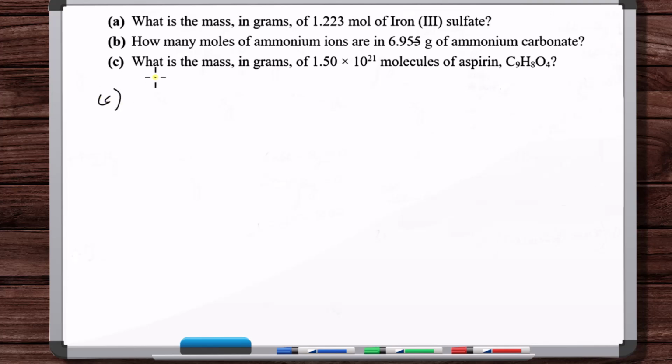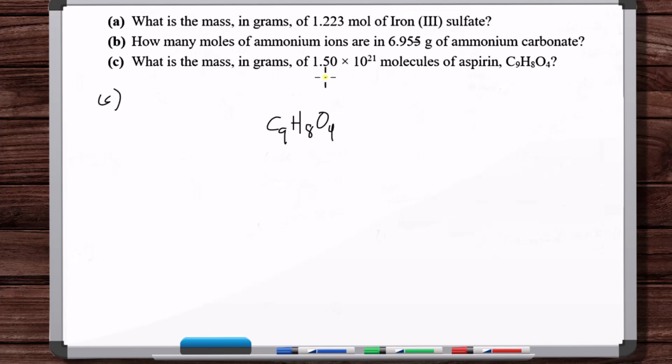What is the mass in grams of 1.5 times 10 to the 21 molecules of aspirin? So molecules of aspirin, C9H8O4. Well, if we're wanting to relate a count, here's a count of molecules, but a count of anything could be anything we want, vehicles, anything. If we're wanting to relate a count of something to grams, then we need to be in moles. So we want to convert this to moles.